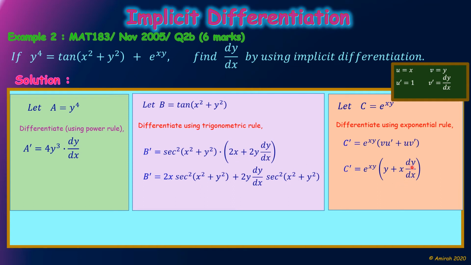Okay, so we need to expand, because for the final answer we need to write dy over dx as the subject. So we expand e to the power of xy times y. So we have y e to the power of xy. And then we expand e to the power of xy times x dy over dx. So we have plus x e to the power of xy dy over dx.